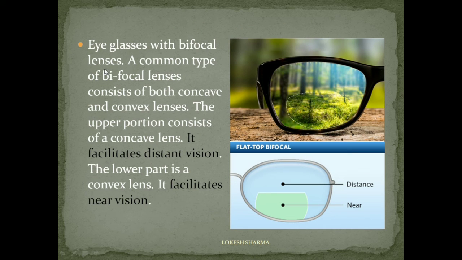Eyeglasses with bifocal lenses are another solution for presbyopic persons. A common type of bifocal lens consists of both concave and convex lenses. The upper portion consists of the concave lens to see distant objects clearly, and the lower portion consists of the convex lens to facilitate near vision.